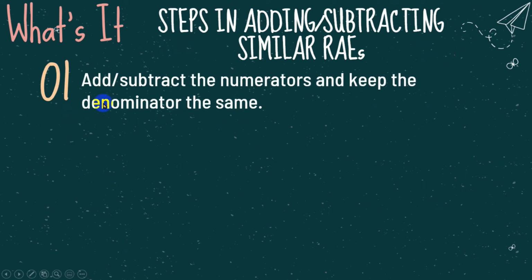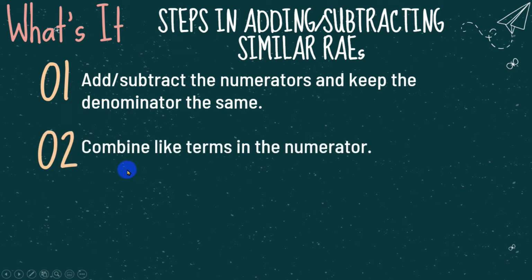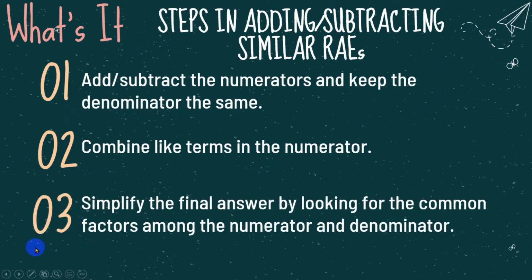So, what are the steps? Step number 1, add or subtract the numerators and keep the denominator the same. Step 2, combine like terms in the numerator. And then step number 3, simplify the final answer by looking for the common factors among the numerator and the denominator. Okay? So susundan natin yung step.